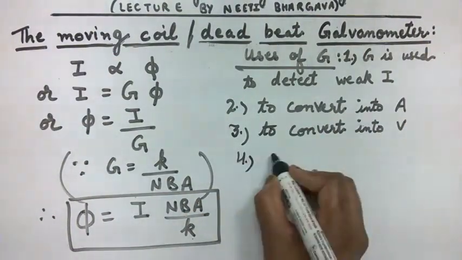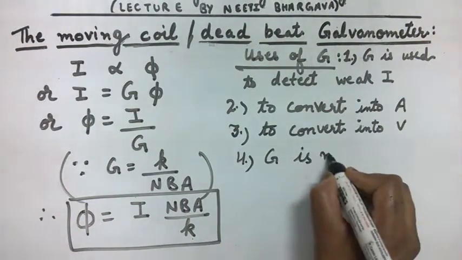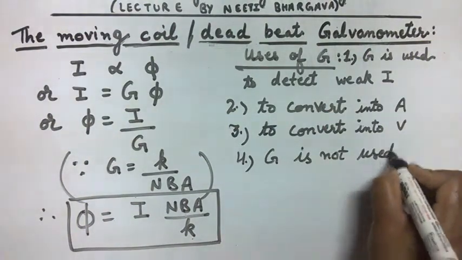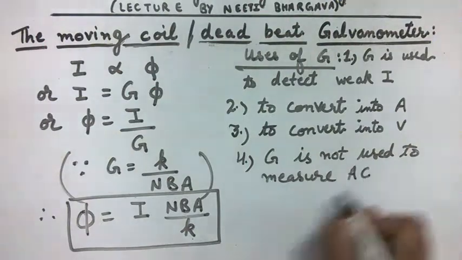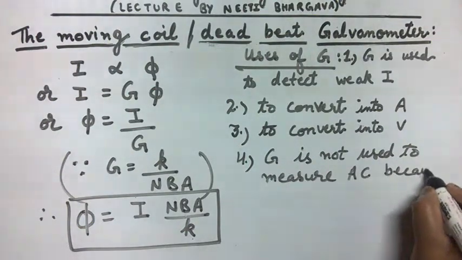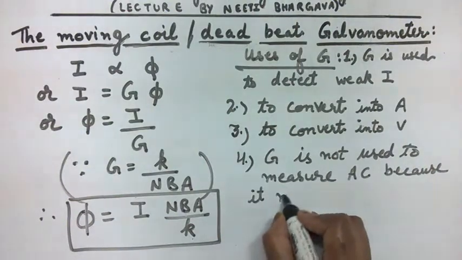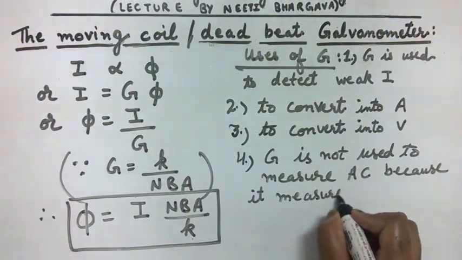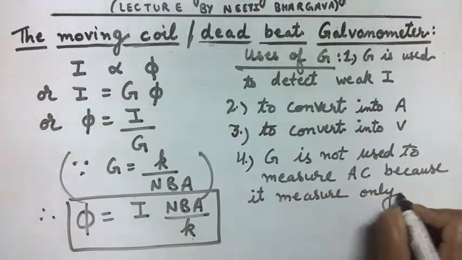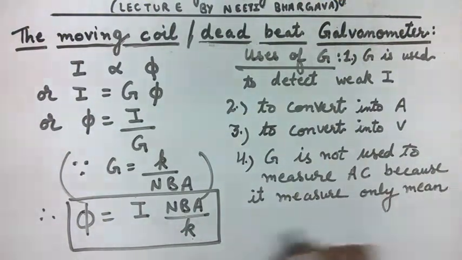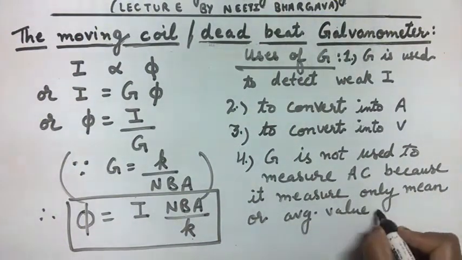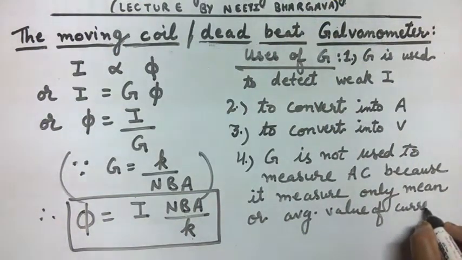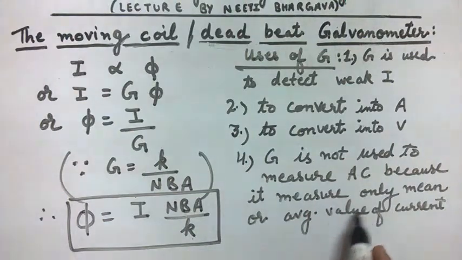And the galvanometer is not used to measure alternating current because it measures only the mean or average value of current. And for one complete cycle, the average value for AC is 0.